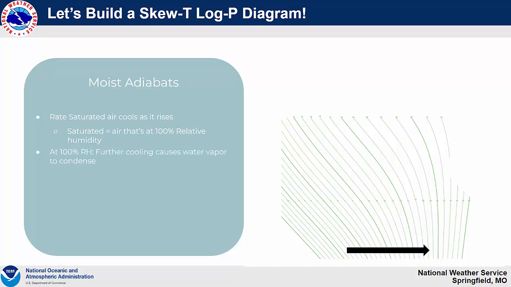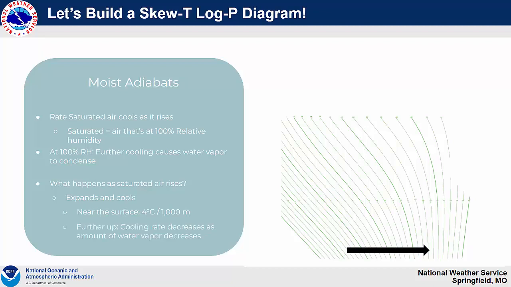So once you have air that has reached 100% relative humidity, any further cooling is going to cause that water vapor to condense into a liquid. So what happens as saturated air rises? Well, it's going to expand and cool, and near the surface, it's going to expand and cool at a rate of 4 degrees Celsius per kilometer.